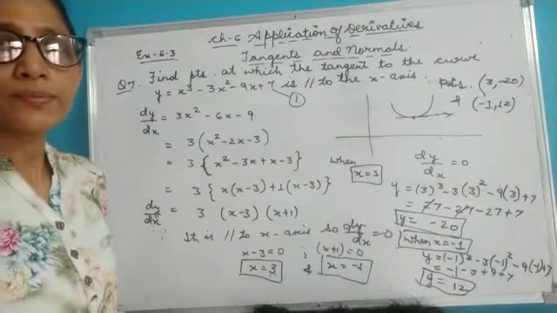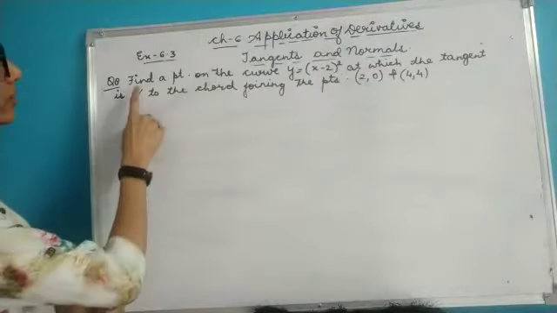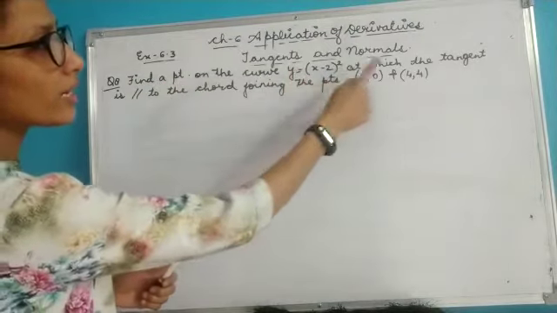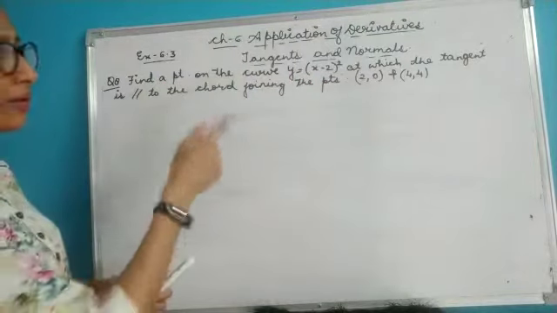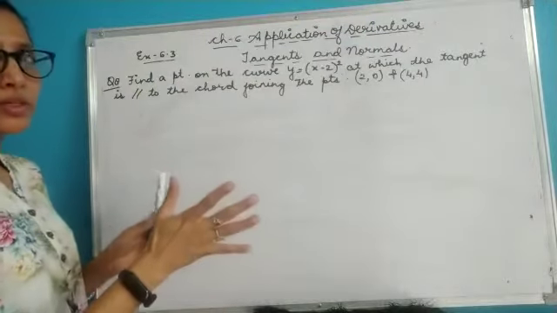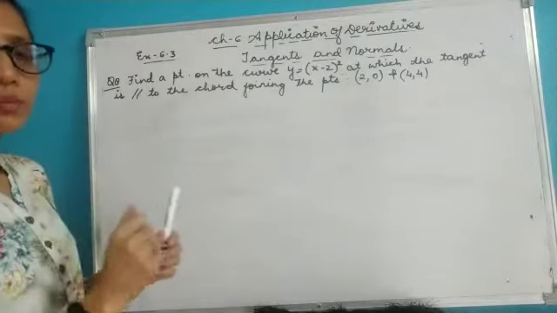Isn't that easy? Let's quickly attack this question. It is given: find a point on the curve at which the tangent is parallel to the chord joining the two given points. So children, first of all, let's understand it by drawing a simple diagram.